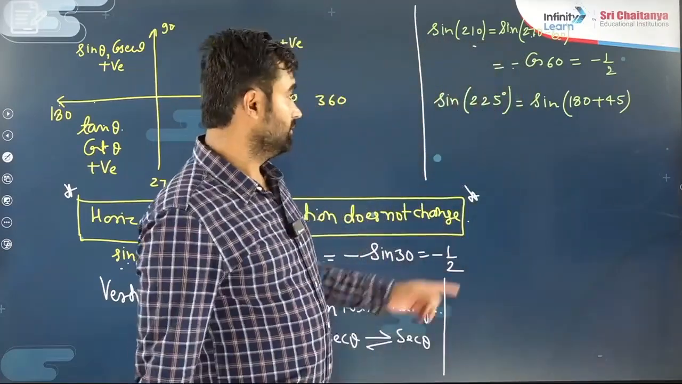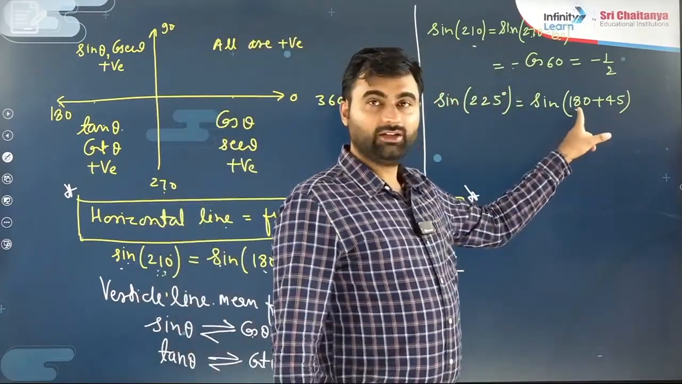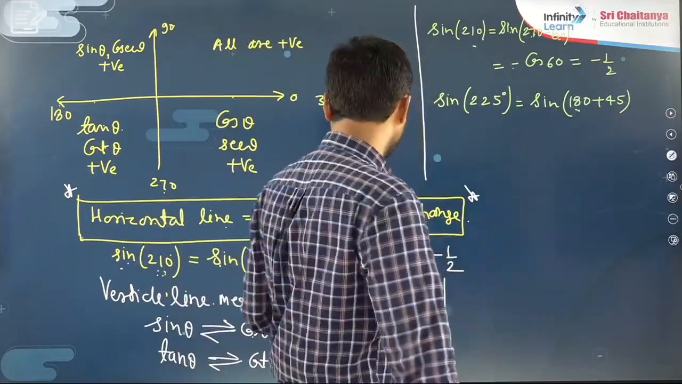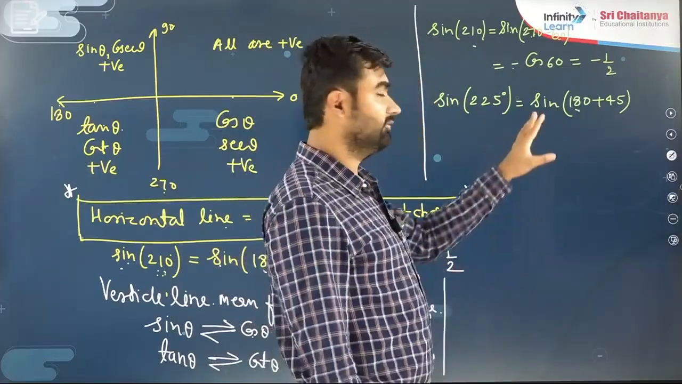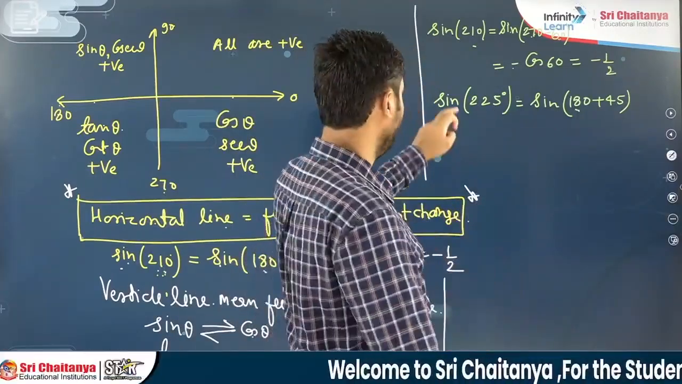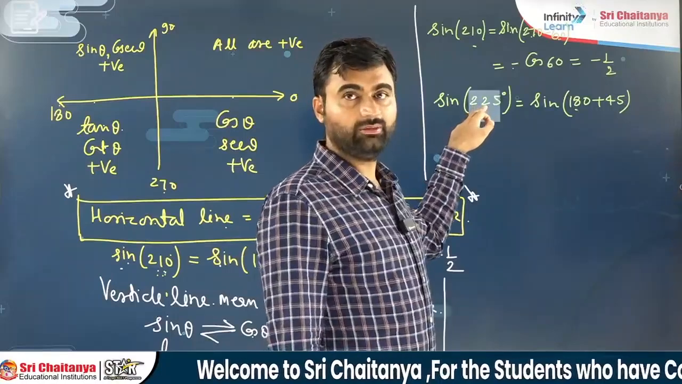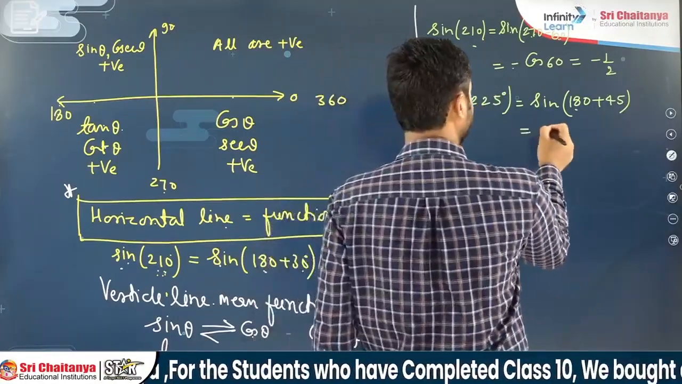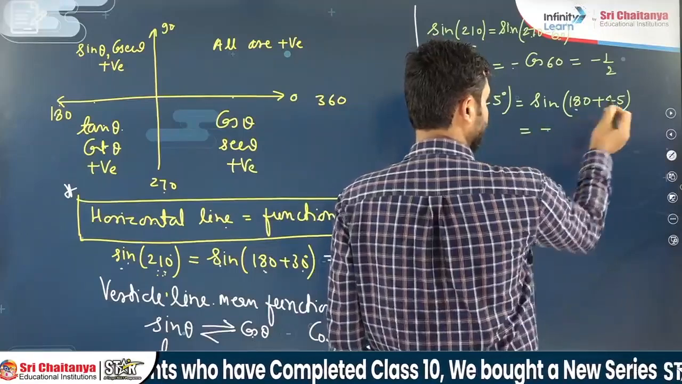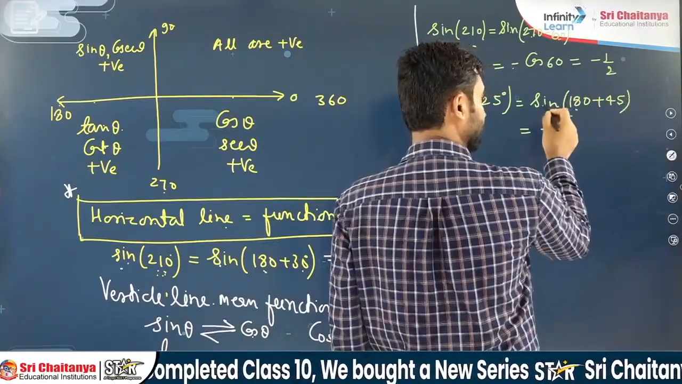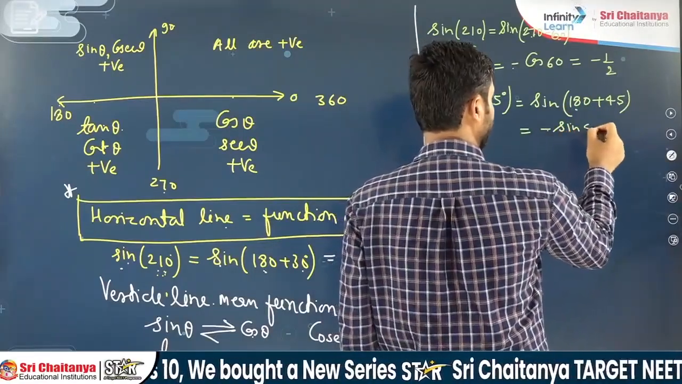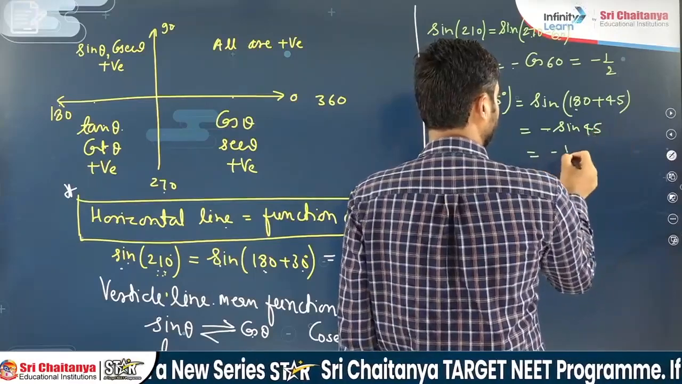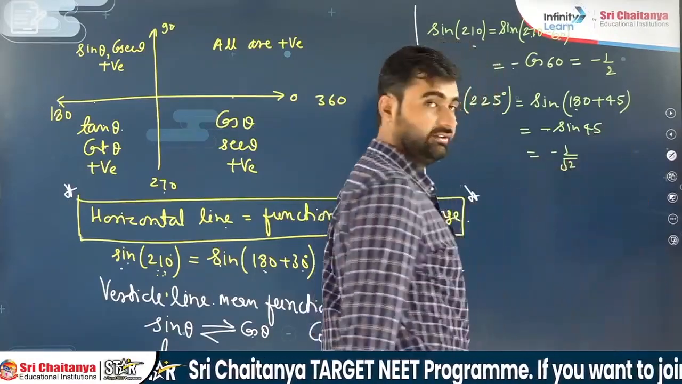Okay. So 180 plus 45, which line are we using? Horizontal line. And horizontal line means the function does not change. Sin will remain sin. Now check whether it is positive or negative. 225 means third quadrant. It is negative. So we will use a minus sign here. Then 45 as it is, and the function does not change. So sin 45. Sin 45 value how much? 1 by root 2. Is it clear?